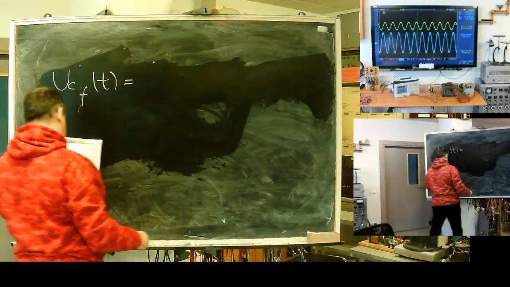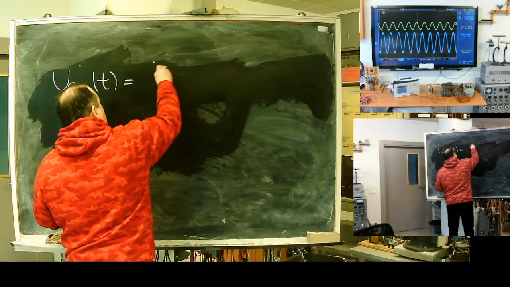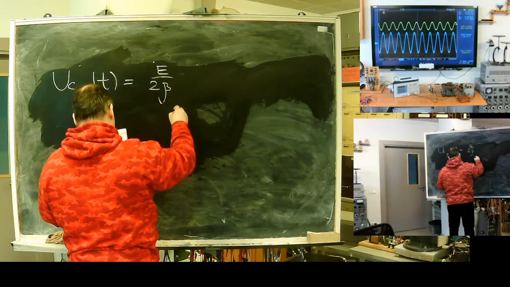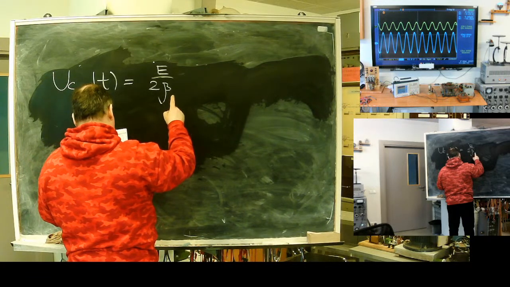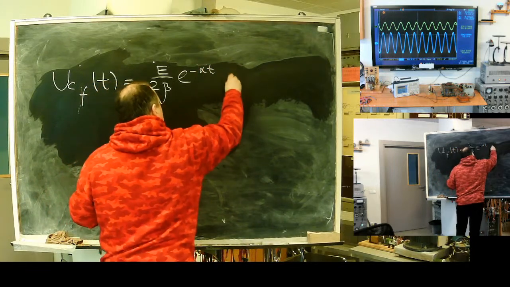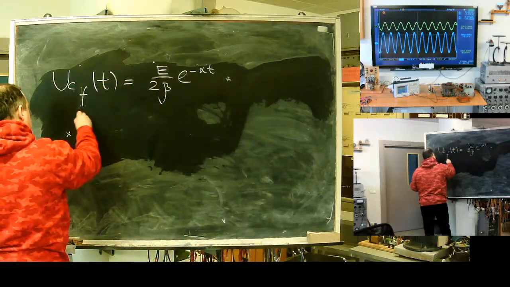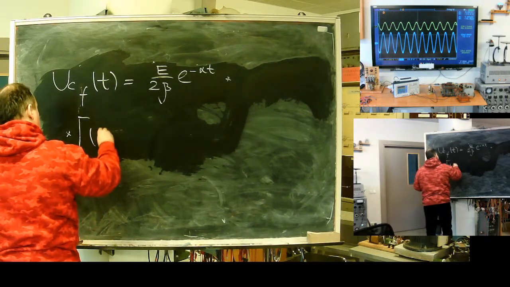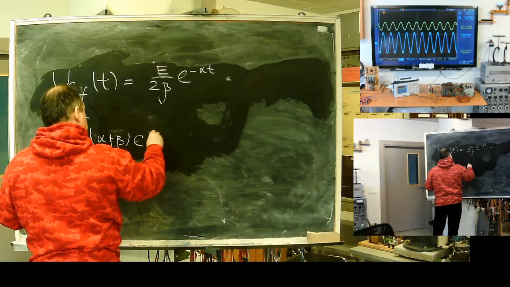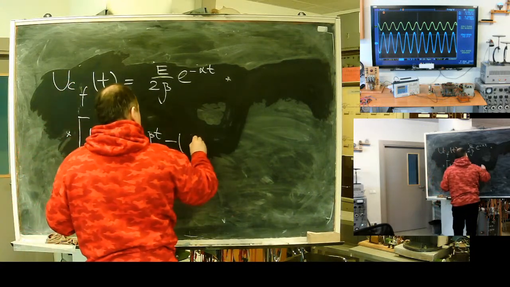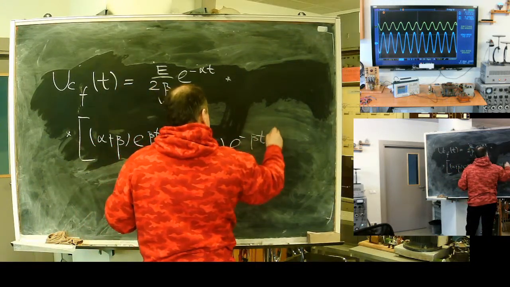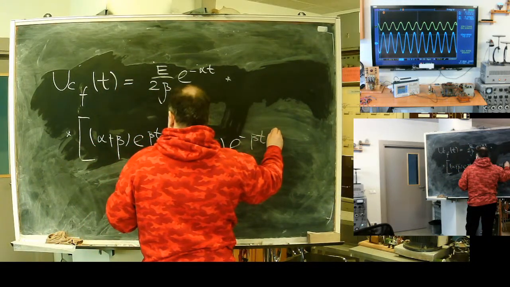Capacitor voltage will be A divided by double beta, A power of, multiplied by alpha plus beta A power beta time minus alpha minus beta A power time.